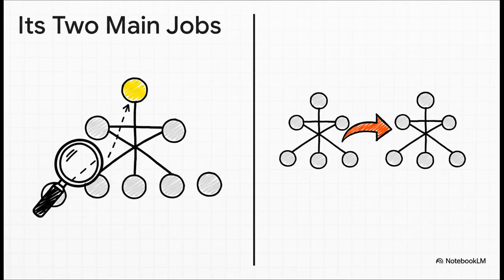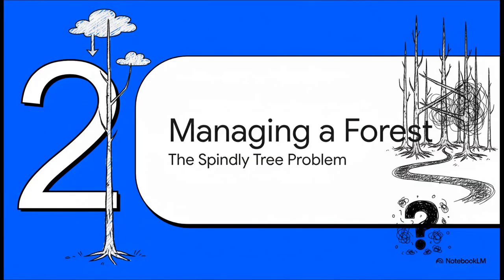First, there's find. That's where you point to any node and just ask, hey, which group are you in? The answer is always going to be the root of that node's tree. And second, there's union. This is where you grab 2 elements from different trees and merge their entire groups into one big happy tree. That's the whole shebang. Okay, moving on to Section 2, managing a forest of sets.